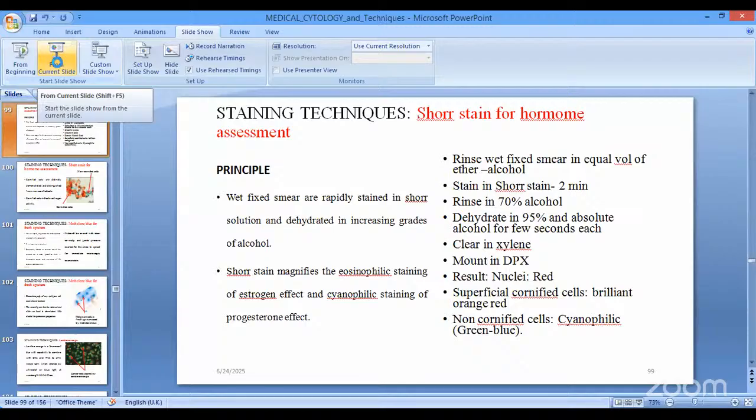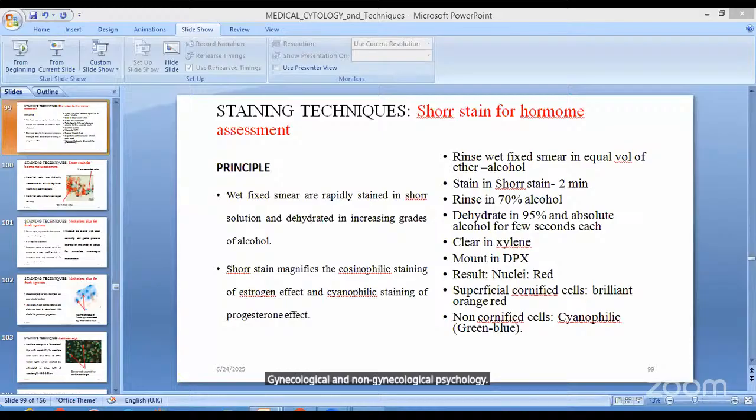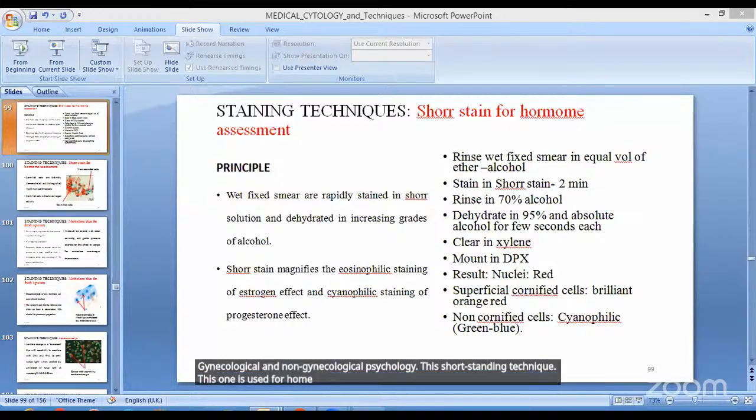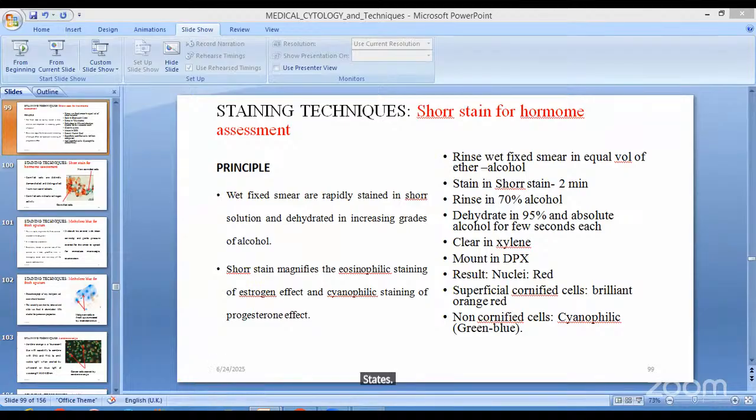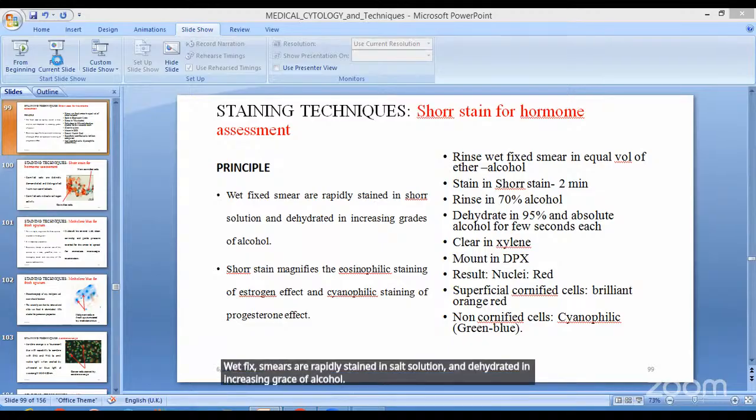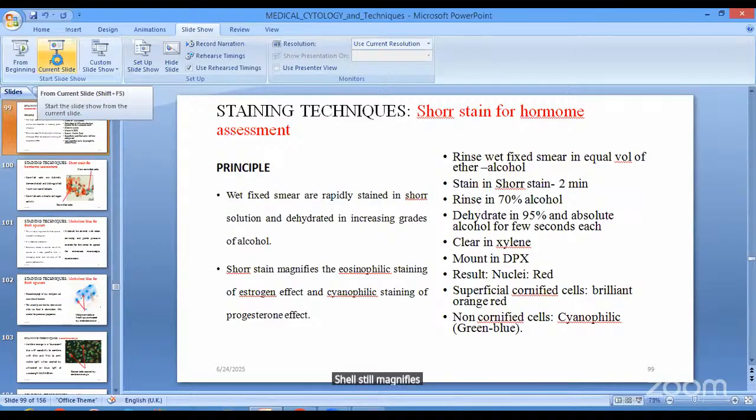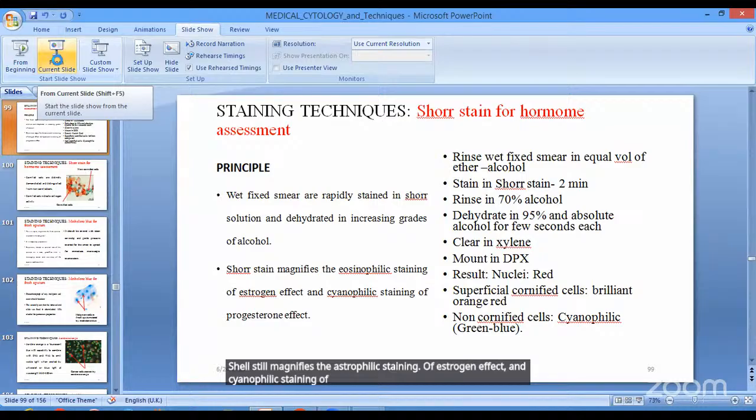The short staining technique. I'm walking you through staining techniques you can apply in both gynecological and non-gynecological cytology. This short staining technique is used for hormonal cytology, assessment of hormonal states in the female. Wet fixed smears are rapidly stained in Shorr solution and dehydrated in increasing grades of alcohol. Shorr stain magnifies the eosinophilic staining of estrogen effects and cyanophilic staining of progesterone effects.